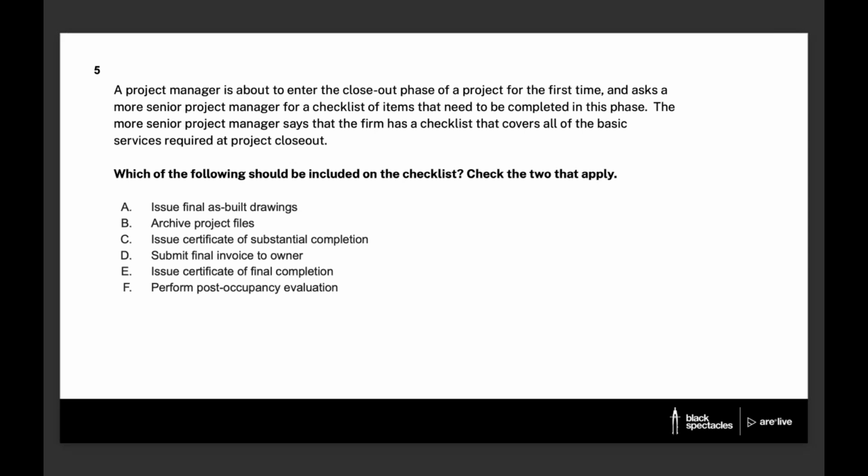B, archiving the project's files. Definitely. It's an important closeout item. It's good to take the time to do that at the end of a project for a couple of reasons. You want to be able to find things when they're needed on this project in 2 months when somebody's looking for something or the owner has a question. You want to be able to easily find that. You also want to have your project files neat because maybe you'll want to reference them for a future project.